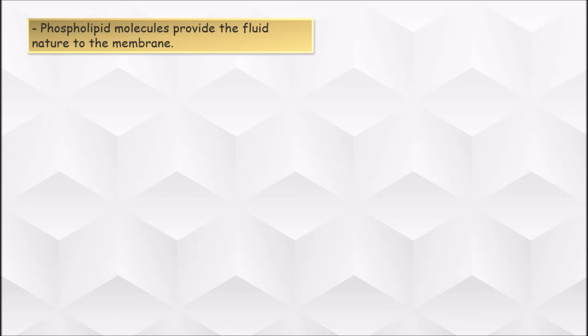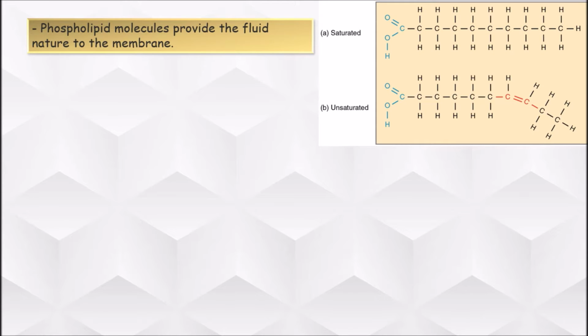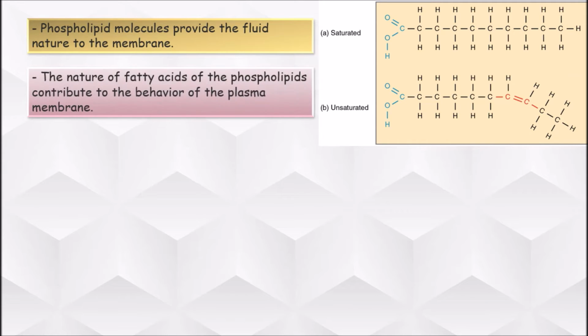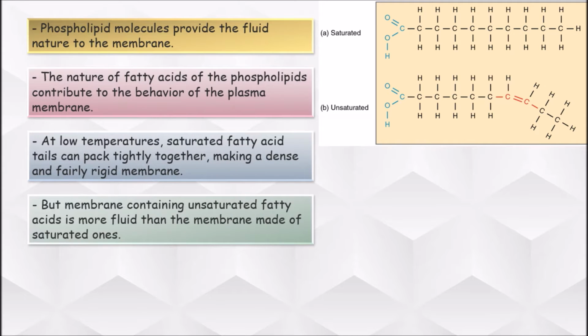Let's find out how phospholipids help fluidity. Phospholipids have two fatty acid tails. Those fatty acids can be saturated or unsaturated. Saturated fatty acids are straight because they have no double bonds. Unsaturated fatty acids have double bonds, resulting in a bend or kink. This nature of fatty acids contributes to the behavior of the plasma membrane.